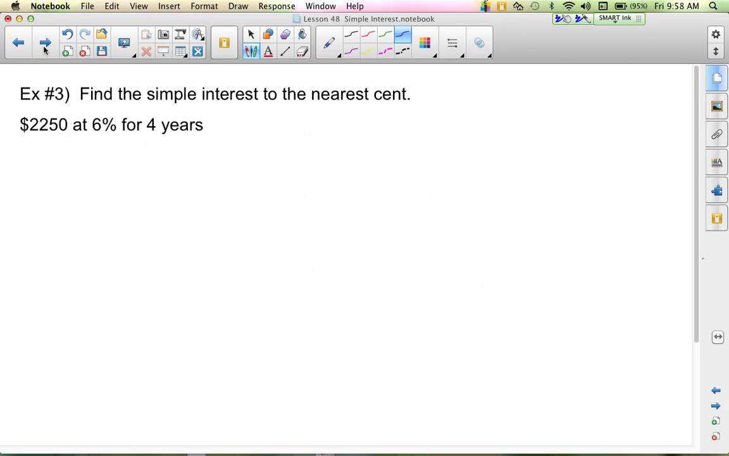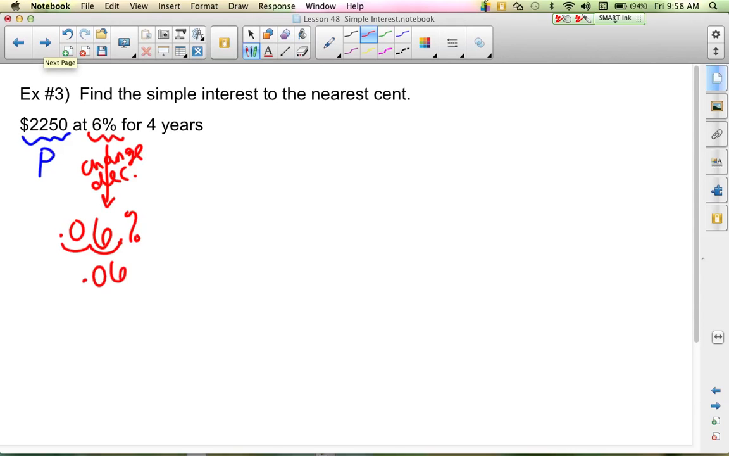Okay, example number 3, same thing. Find the simple interest to the nearest cent. So let's find our information. Here's the P. The principal, we start with $2,250. It's at 6%. Remember, we've got to change it into a decimal. To do that, we have 6%. Right now, the decimal's behind the 6, so we're going to move it to the left 2 times. That means I have to add a 0 there, so it becomes 0.06 for the rate. And finally, my time, I leave it in there for 4 years.